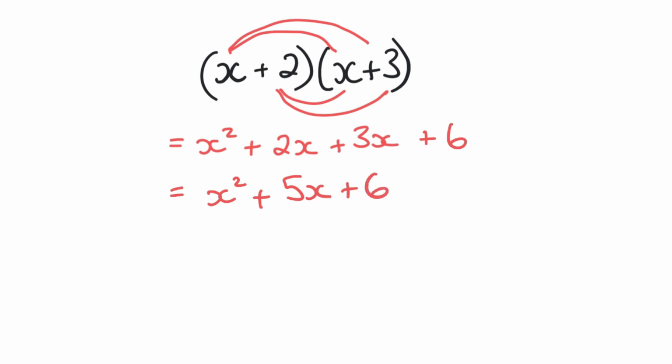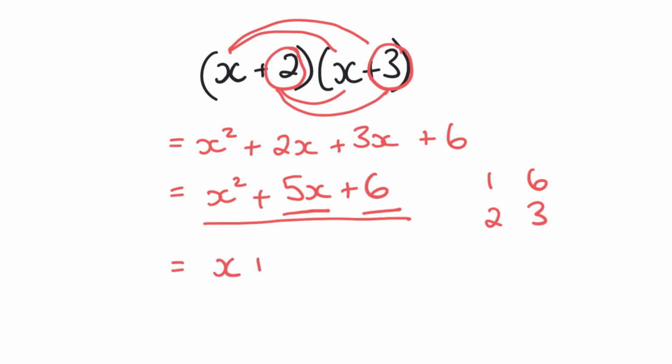end. So if we're reversing the process of expanding the brackets, it stands to reason that this number here is going to be these two numbers added together, and this number here is going to be those two numbers times together. So if we want to factorise this equation, we're looking for two numbers that times together to make 6 and add together to make 5. So numbers that times together to make 6 are 1 and 6, but they add together to make 7. Or there's 2 and 3, which add together to make 5, which is what we need.